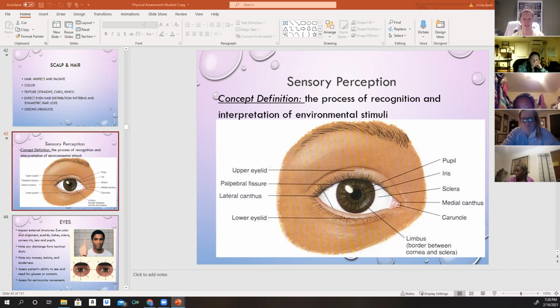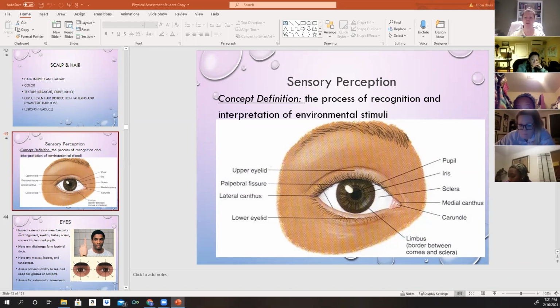This is where we're going to check for PERRLA. PERRLA, P-E-R-R-L-A. When you talk about it and you document it, that's exactly how you write it out. PERRLA stands for pupils equal, round, reactive to light, and accommodation. If you assess your patient and everything is normal, that's exactly how you would document it in your progress note. You would just say PERRLA and then put a period. And that's how everyone would know exactly what you're talking about.